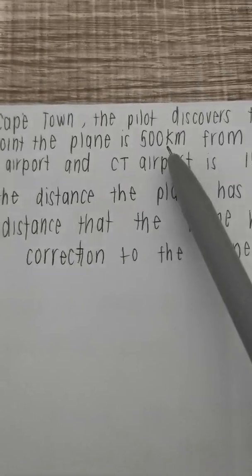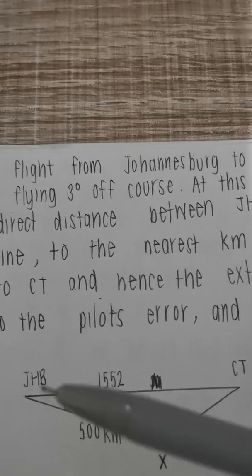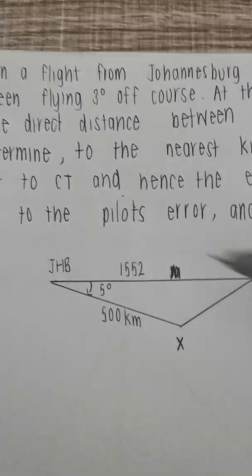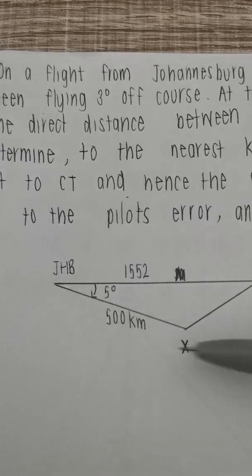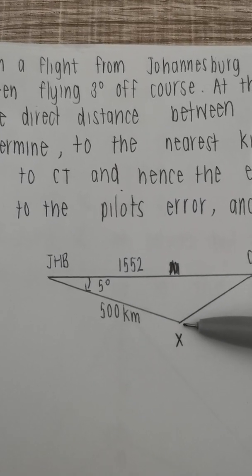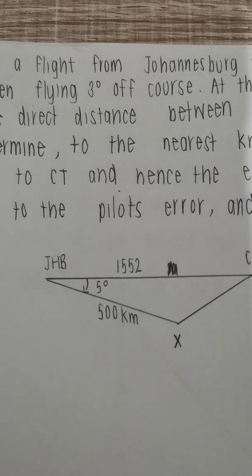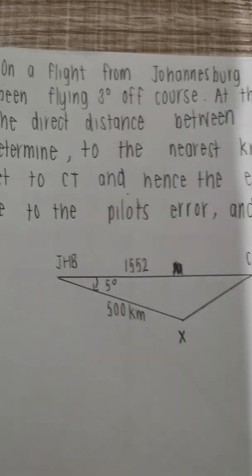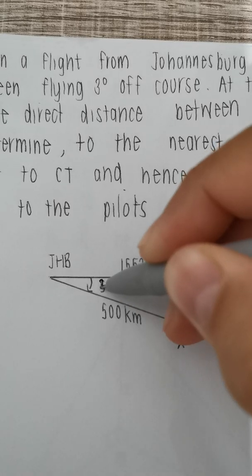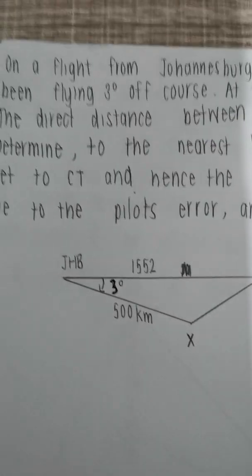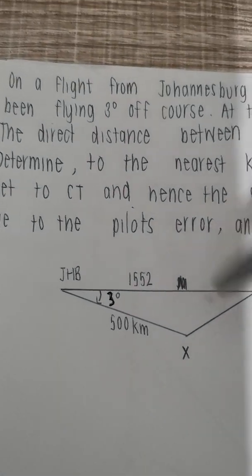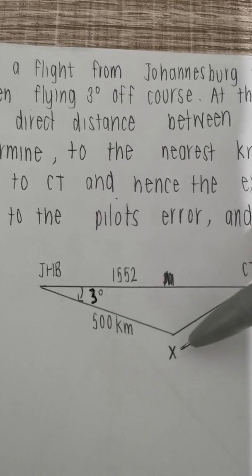At this point, the plane is 500 kilometers from Johannesburg. So from a particular point here, we're going in a straight line, but 500 kilometers away, right? He discovers that, oh crap, I am 3 degrees off course. Wow, look at that, I made a mistake in copying it down. Please don't make silly mistakes like that. 3 degrees off course. So I label the point, we don't know where it is, point X.